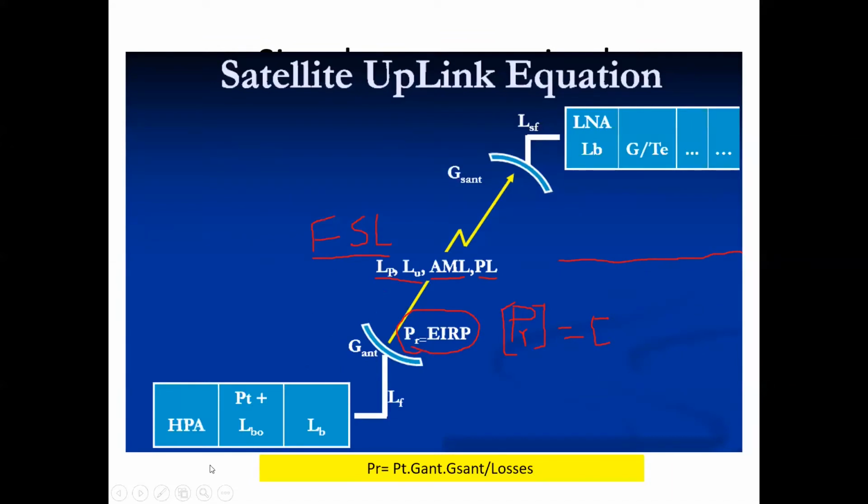In the uplink equation that we came across, the received power is the transmitted power times the gain of the transmitting antenna times the gain of the receiving antenna, divided by the losses. Now, these losses may not only be the free space losses, but may be because of other reasons also. So we saw what could be the reasons contributing to the losses. The first being the antenna misalignment losses.